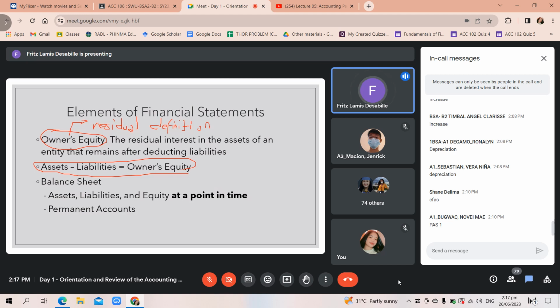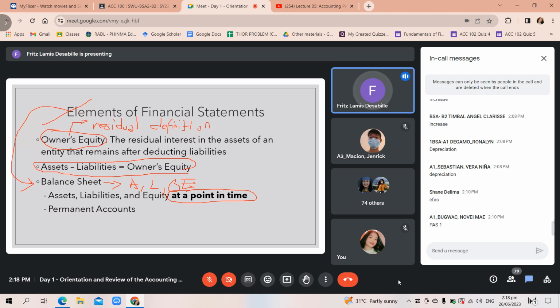Okay. Now, we're okay with the elements of financial statements. Where can we locate those elements in the financial statements? We have assets, liabilities, and owner's equity. We can locate them in the balance sheet. The balance sheet is a financial statement wherein it presents the asset of the company, the liability of the company, and the owner's equity of the company at a point in time.